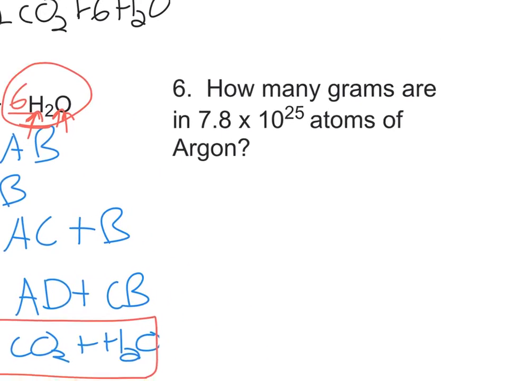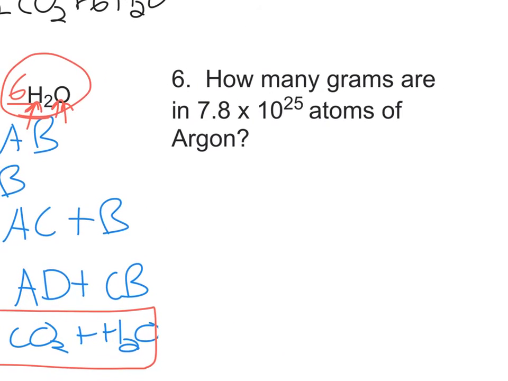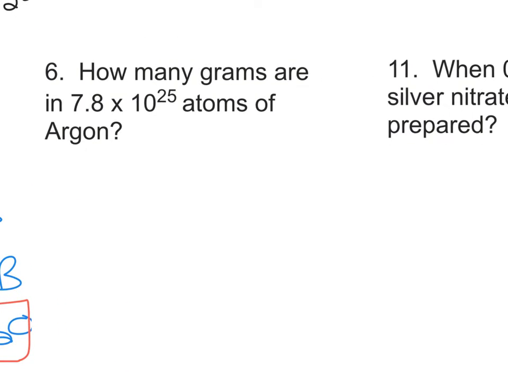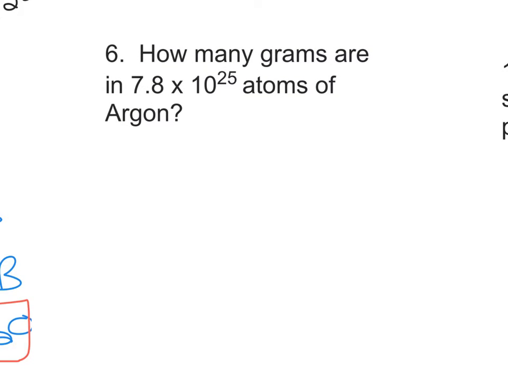All right, next problem. If you're following along in the guide, this next problem is number 6 under the mole review section. This is a standard conversion problem. We've done a ton of these. It says how many grams in 7.8 times 10 to the 25th atoms of argon.